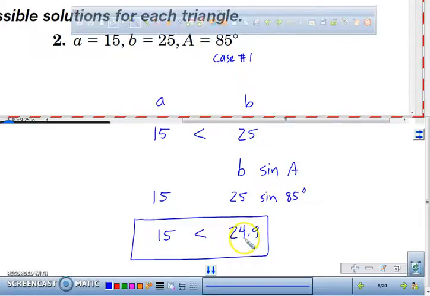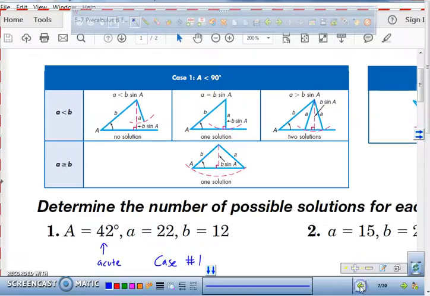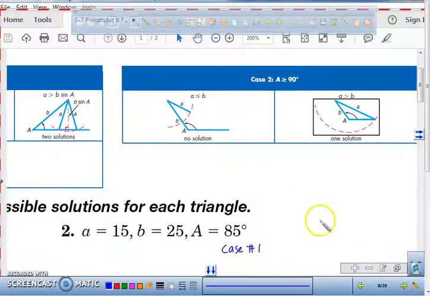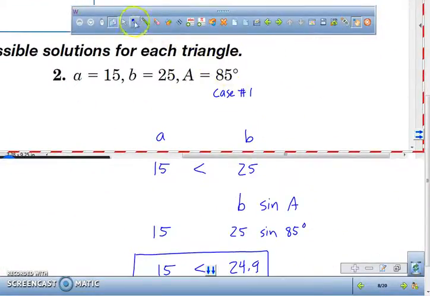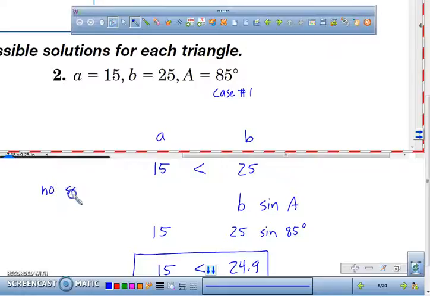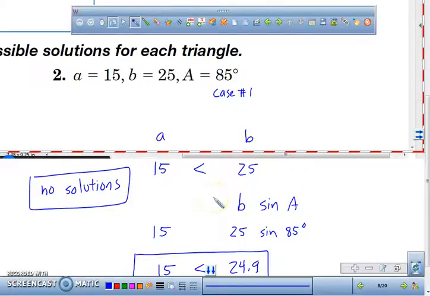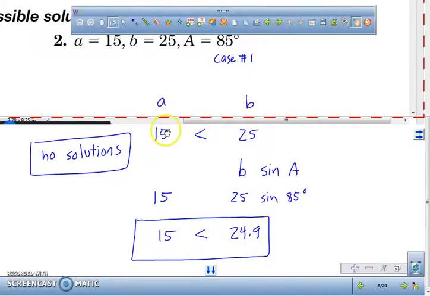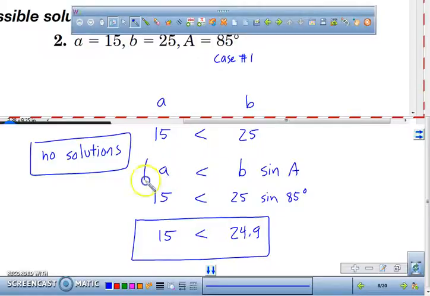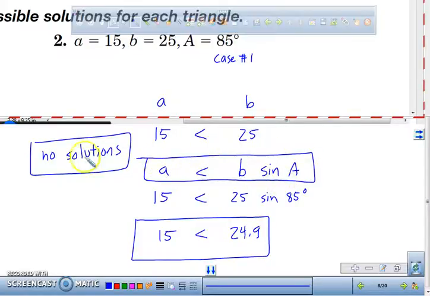And so basically, let's look at our chart. Go back to our chart, and what does that say? A is what? Definitely less than B sine of A. Therefore, how many solutions are we going to have with this possible situation? None. We're going to have no solutions. Now I'm going to draw a picture. That's a great question. I'm going to try to draw a picture to help you understand why. Now, the math part is our A value was less than B times sine of A. That's why there's no solution.